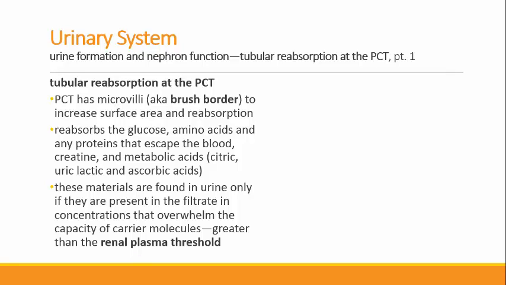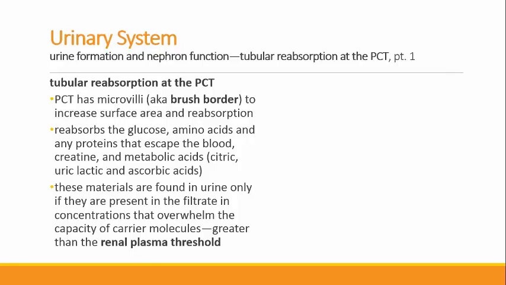We only see these materials, glucose, amino acids, the metabolic acids, in urine if they are present in filtrate in such great amounts and such large concentrations that they overwhelm the ability of the carrier molecules found in the proximal convoluted tubule to bring them back. If we're pushing so much of these materials through the proximal convoluted tubule that the carrier molecules there don't have time to reabsorb all of it, then some of it escapes.